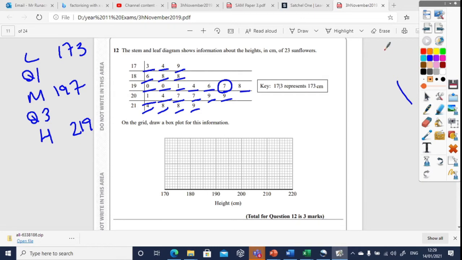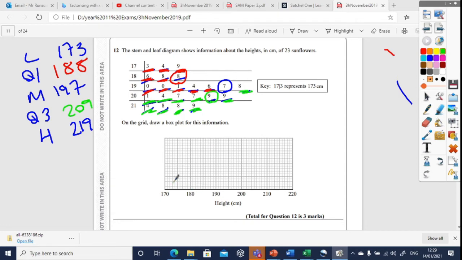Now for my lower quartile, I'm going to do exactly the same, first, last, but just with the lower half of my data. That's my lower quartile, which is 188. Upper quartile, same thing. I'm going to do first, last, but with my median separated. That's my upper quartile, which is 209.